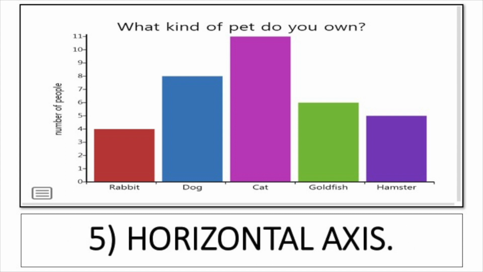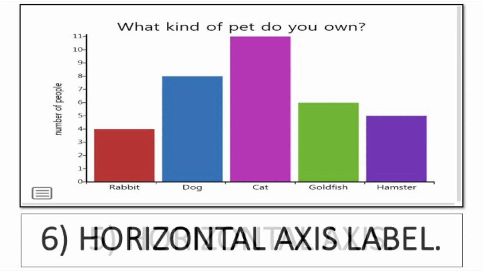Number 5, horizontal axis. Yes, remember vertical is going up. This is the vertical axis. But we also need the horizontal axis. It's like a line, but on a chart or a graph, it's called an axis. And finally, horizontal axis label.